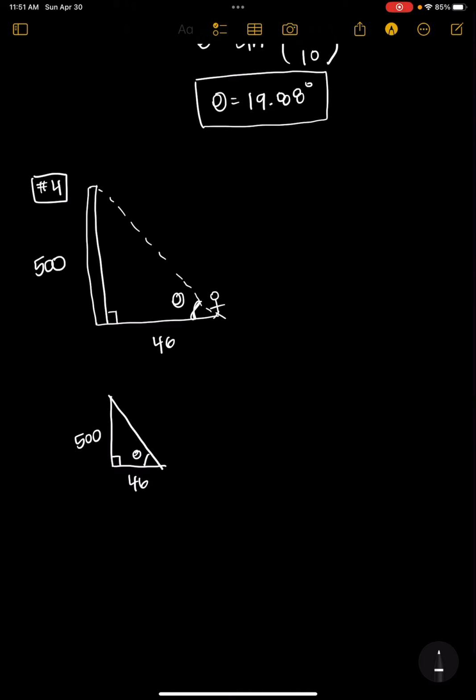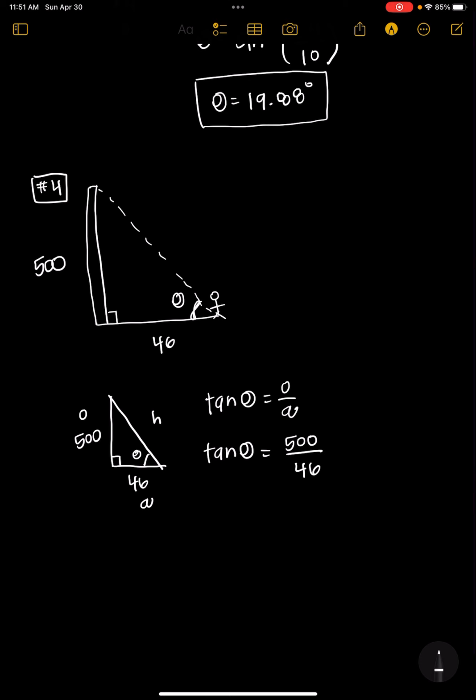We want to solve for theta, so first step is to label our sides opposite, hypotenuse, and adjacent. Then we have opposite and adjacent, so we're going to use tangent for our equation. So tangent theta is equal to opposite over adjacent. Let's plug in what we know. So we'd say tangent of theta, theta is what I'm solving for, is equal to opposite side, which is 500, over my adjacent side, which is 46.